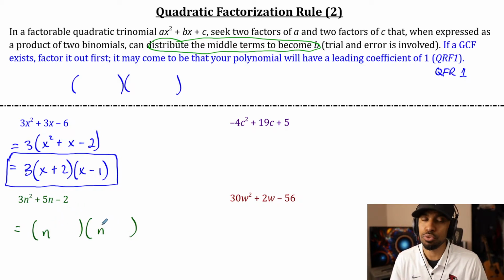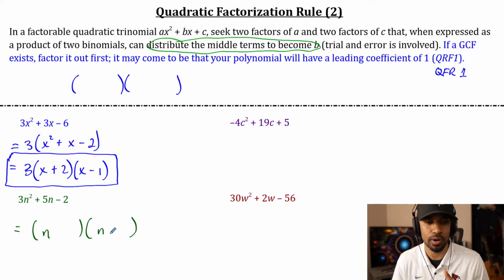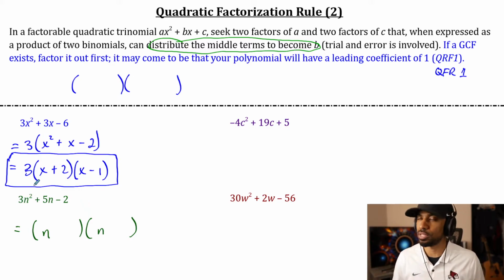Does n times n give you 3n squared? No, n times n gives you n squared. I need to make this give me 3n squared. Now, the good news for 3 is it's a prime number. How do you get 3? You get it with 3 times 1.